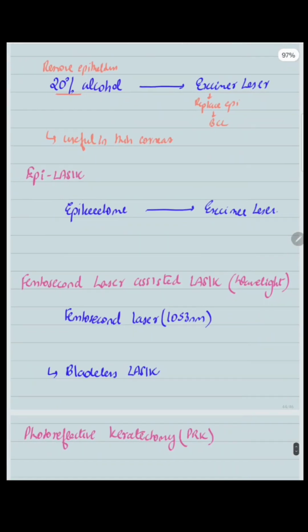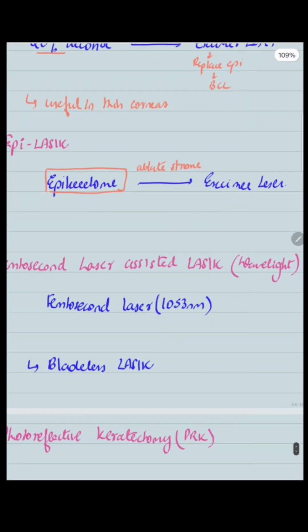In epi-LASIK, here we remove the epithelial sheet with an epikeratome instead of a microkeratome, and ablate the stroma with excimer laser, then replace the epithelium, followed by a bandage contact lens. This is also useful in thin corneas.